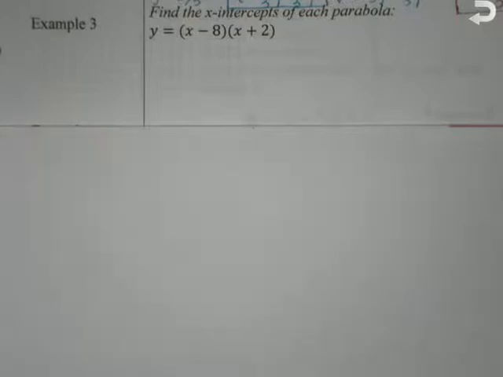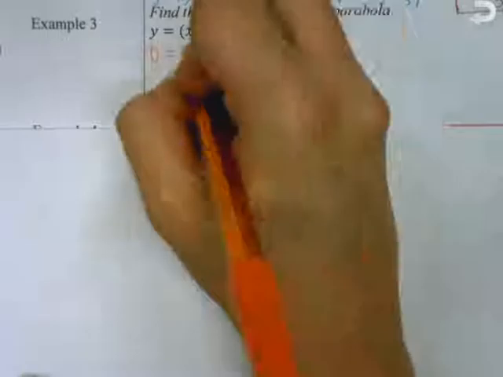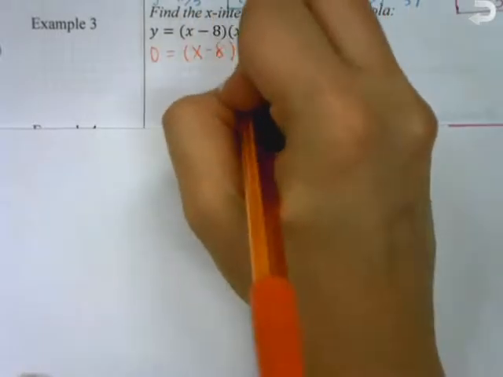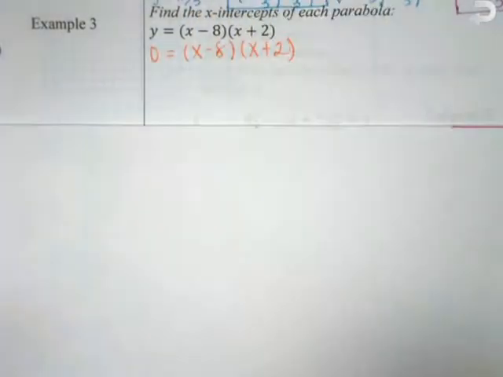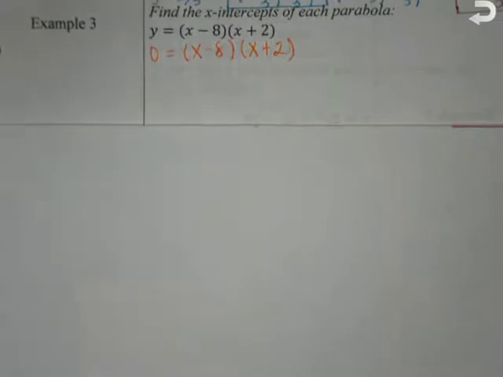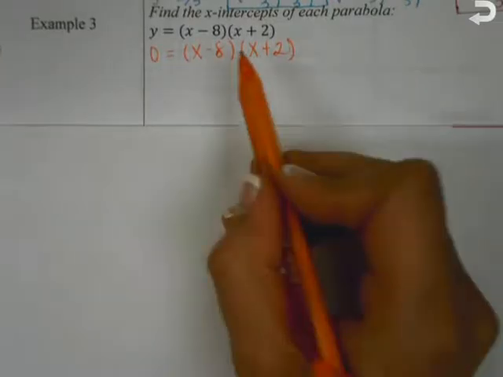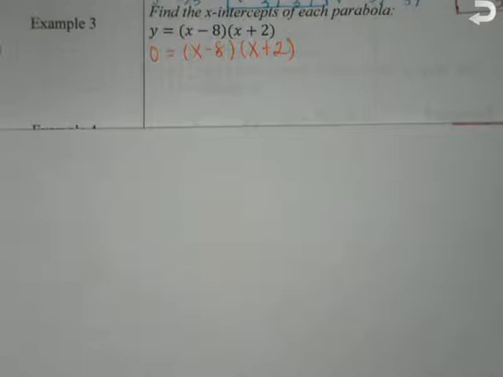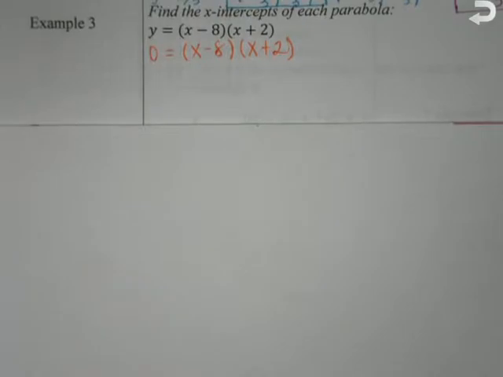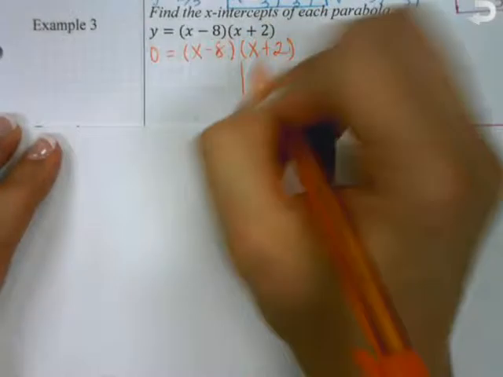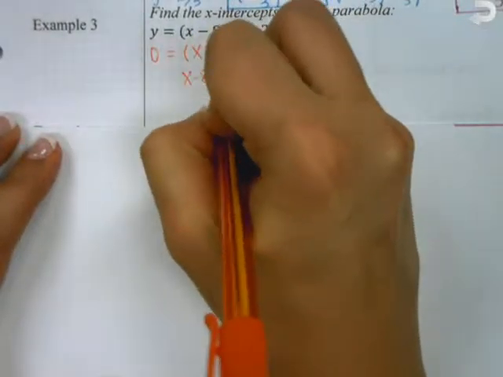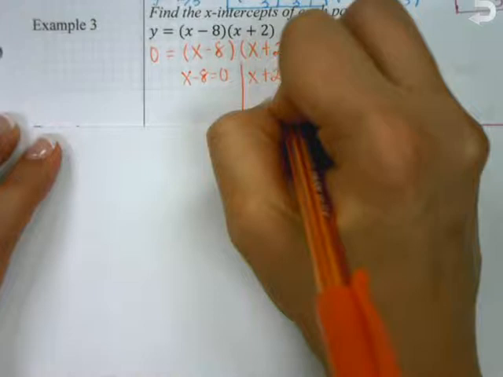Okay, this is something that we know how to do. After I set everything equal to 0, then what do I do? Oh, no, we're solving, so I don't want to FOIL. That would undo it. Set each one equal to 0. So x minus 8 equals 0. x plus 2 equals 0. Add 8 to both sides, so we get x equals 8. Subtract 2, so x equals negative 2. So my two x-intercepts are 8 and negative 2.